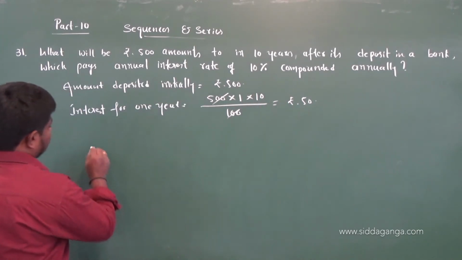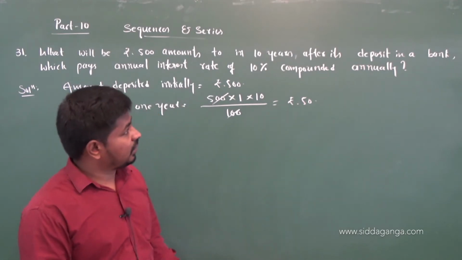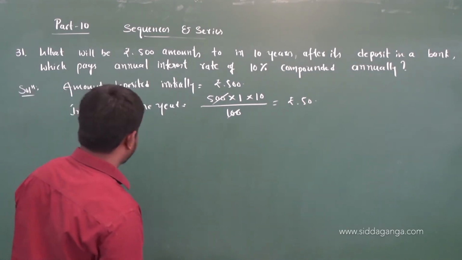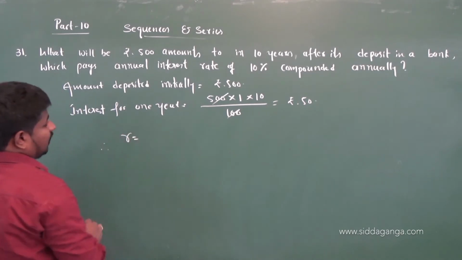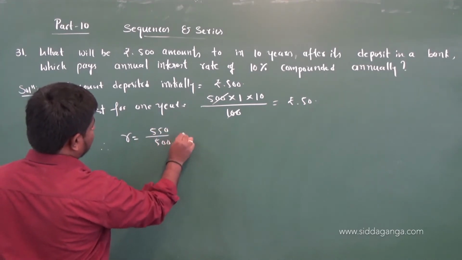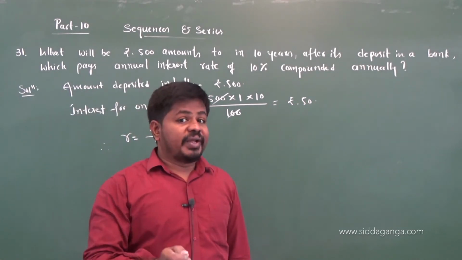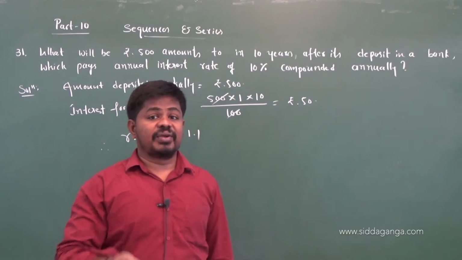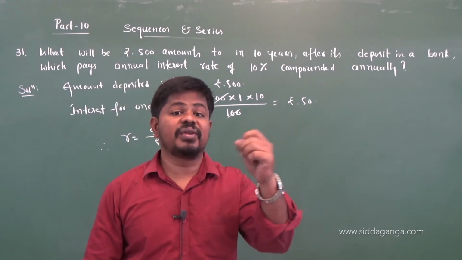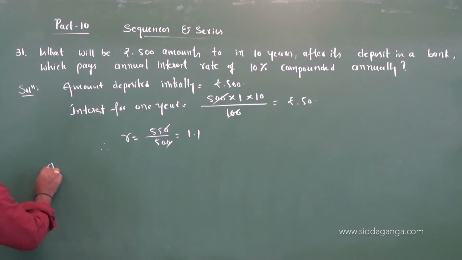So now we can calculate R. Therefore, since amount is increased, a bank is paying an interest of 10% every year. So the sequence of amounts will be a GP with R equal to, R can be calculated as, first term is 500, second term is 550, right? So 550 by 500, you get 1.1. So you get R is 1.1. You mean the amount is increased by 1.1 times after every year, right? Because R we have 1.1. So amount is increased by 1.1 times after every year.